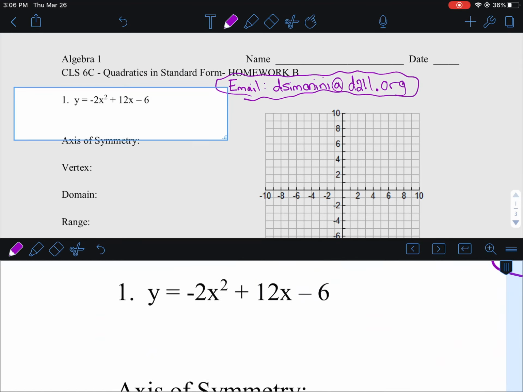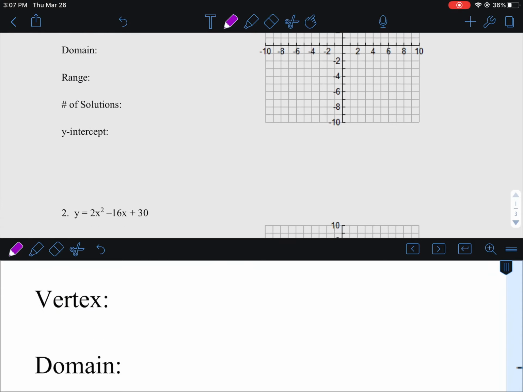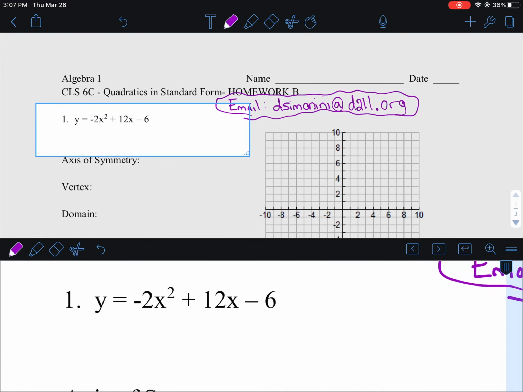So I'm just going to do this first problem with you. Your rest of the homework is going to be, you're going to have to do 2, 3, and 4. What we're doing is we're graphing in standard form. And remember, probably the first step, the most important thing that you have to be able to find is the vertex, which is what you did yesterday.